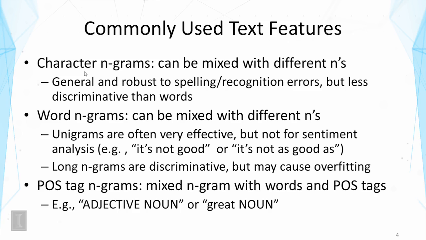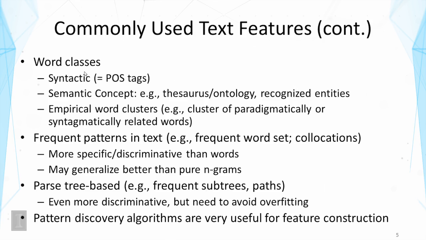For example, the word great might be followed by a noun, and this could become a hybrid feature that could be useful for sentiment analysis. So next, we can also have word classes. These classes can be syntactic, like part of speech tags, or semantic, and they might represent concepts in a thesaurus or ontology, like WordNet. Or they can be recognized named entities, like people or places. And these categories can be used to enrich the representation as additional features.